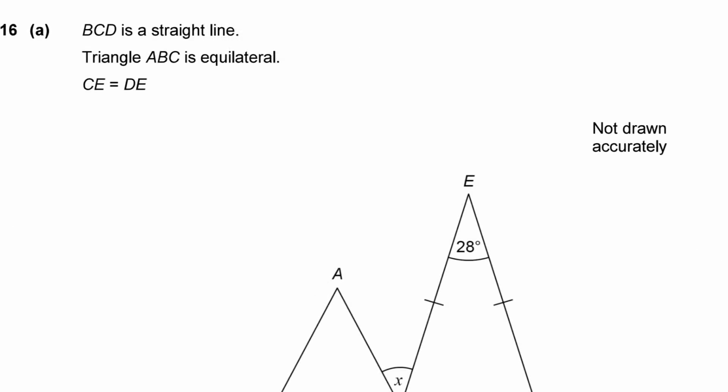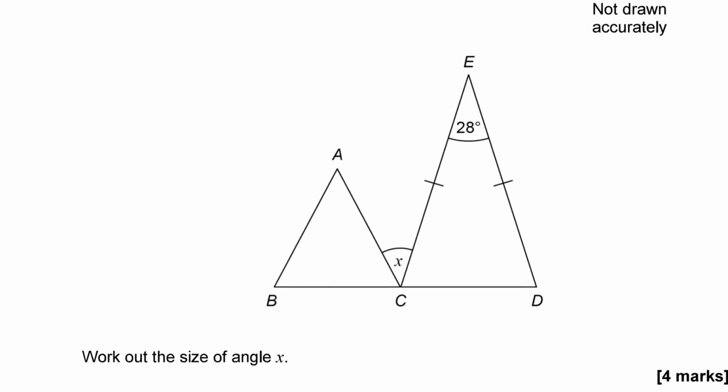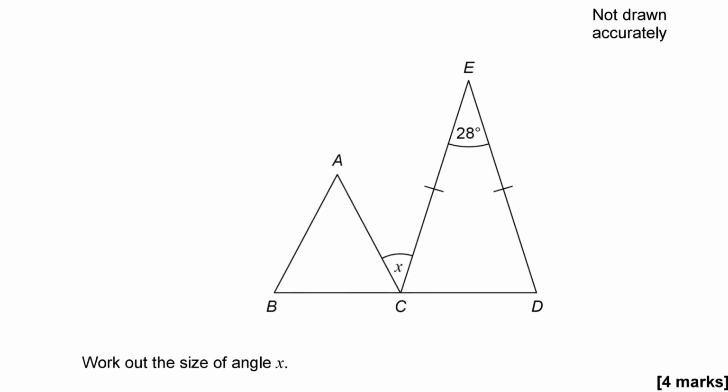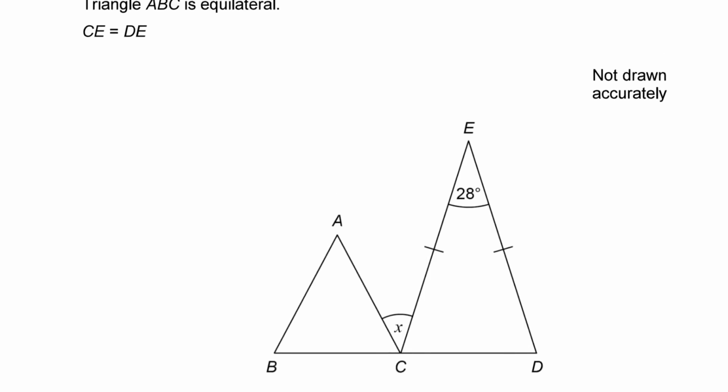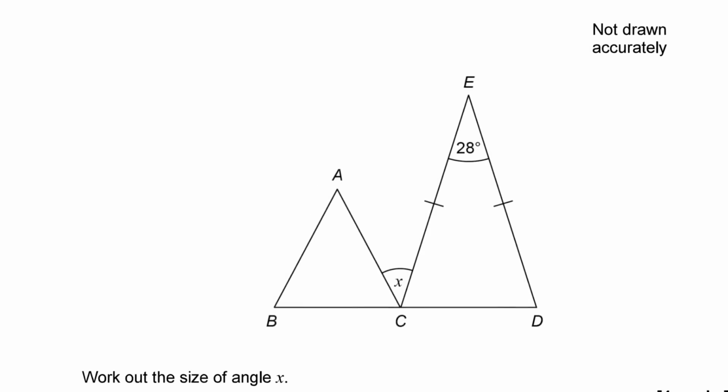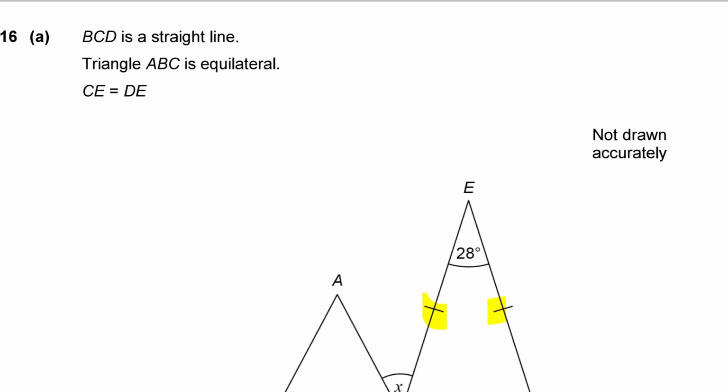Question 16a. BCD is a straight line. Triangle ABC is equilateral. CE equals DE. Okay, so some of that information is on the diagram. I can see BCD being a straight line. I can see CE being equal to DE. That's been given by these 2 marks here and here. So that's clear on the diagram, but we haven't marked on the fact that triangle ABC is equilateral.